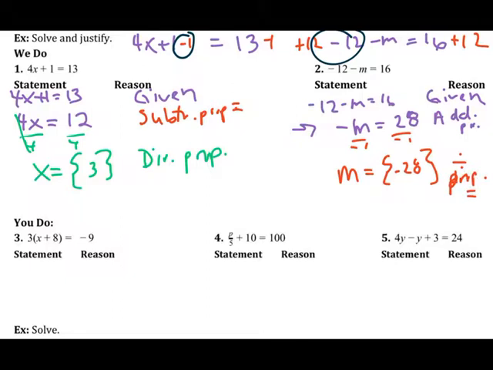So go ahead and pause this video. See if you can work through any of 3, 4, and 5. Maybe pick the one to start that you think looks the most straightforward. And then unpause the video and see how you did.